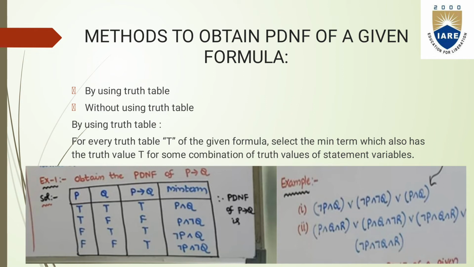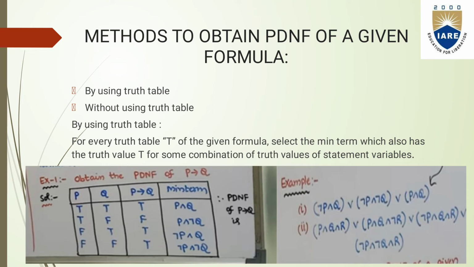As you can see in the first picture, we are going to write the truth table for P conditional Q. P conditional Q consists of two variables, so we list P, Q, P conditional Q, and the min term. If P and Q are true, then P conditional Q will also be true. If P is true and Q is false, then P conditional Q will be false. If P is false and Q is true, then P conditional Q is true. And if P is false and Q is false, P conditional Q is true. So if you observe, P conditional Q is only false when P is true and Q is false.